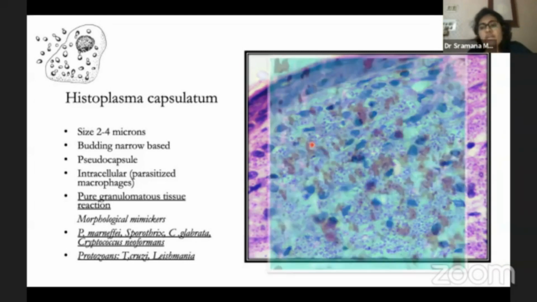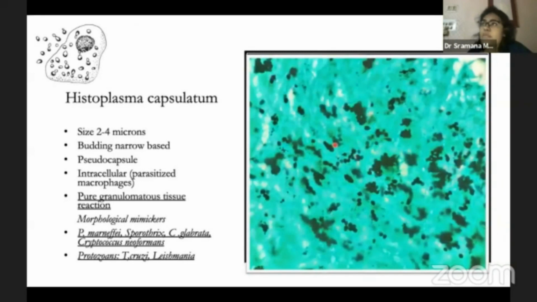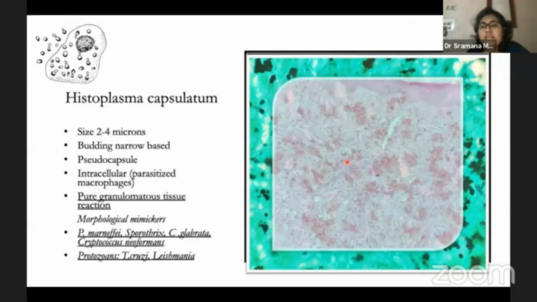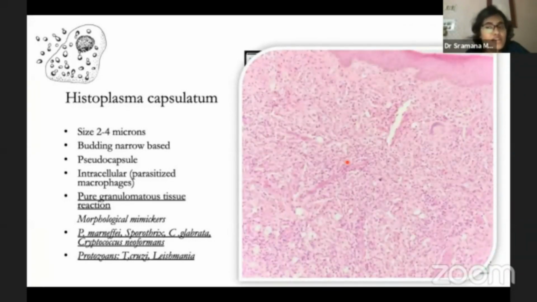Now I'll show you the GMS staining. This is the Gomori methenamine silver stain of Histoplasma. So you are seeing only yeast forms. There are no hyphal or pseudohyphal structures in the background. The next thing that we see is the host tissue reaction. Is it neutrophilic, suppurative? No. What we're seeing here is a giant cell, which is Langhans type. As I told you, Langhans type giant cells can be seen in granulomatous inflammation. So it usually induces a pure granulomatous tissue reaction.